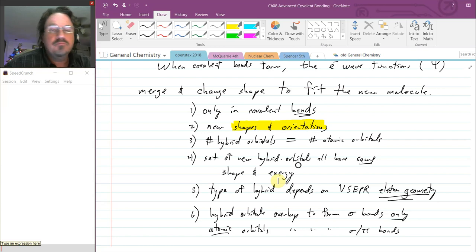The other 2, same shape, just oriented differently. One points this way, the next one points at 120, the third one at 120 degrees from that. All right, so same energy, same shape, just the orientations will be different.